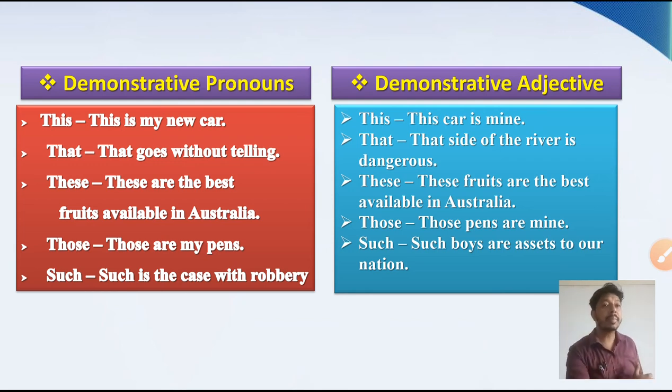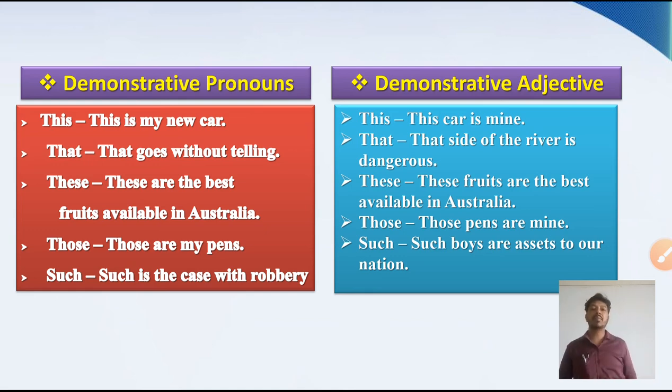And how will it be a demonstrative adjective? Here in the blue box, "This car is mine." Here "this" is a demonstrative adjective, because after "this" there is no verb, there is another noun. So "this" is qualifying the car. So here "this" is an adjective.